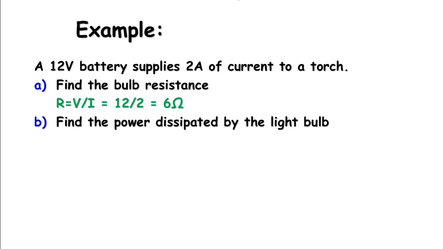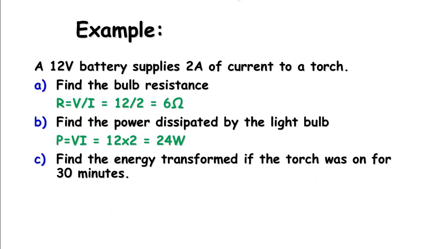Part B: find the power dissipated. Well, we know V and we know I. We also know R now, so we could use any of those three equations, but the simplest is going to be P equals VI. So we've got 12 times 2, it's a 24 watt light bulb.